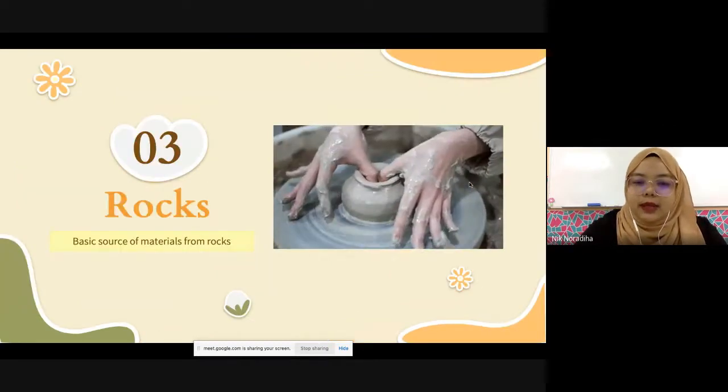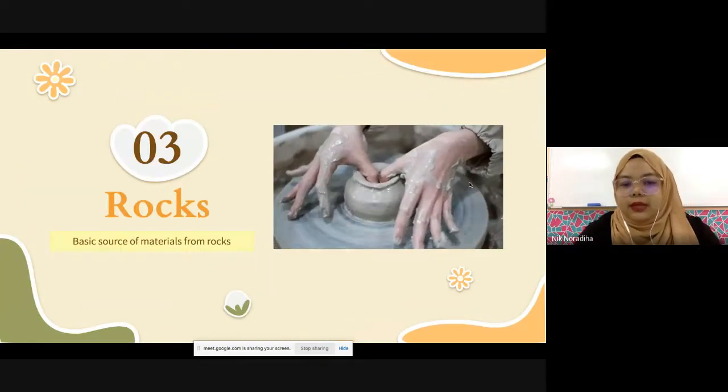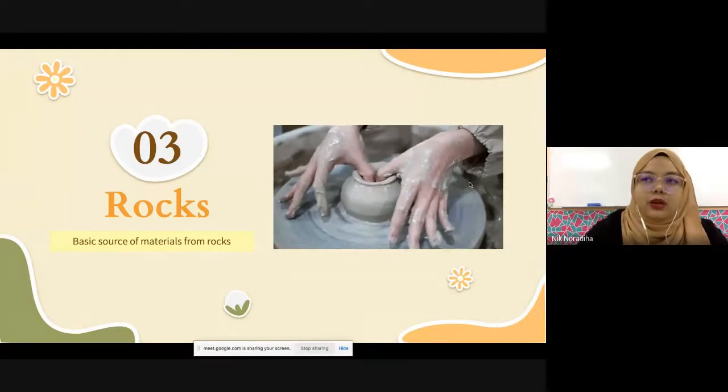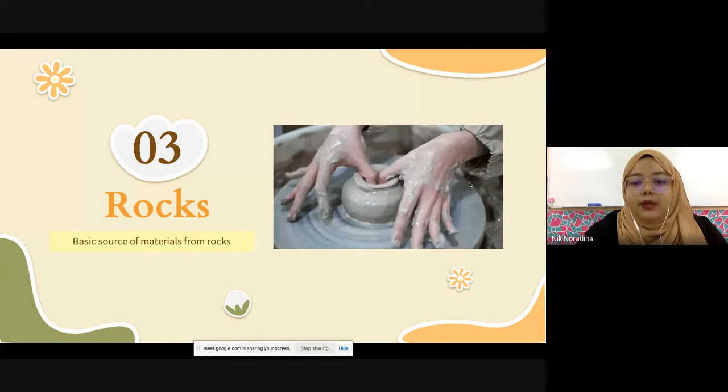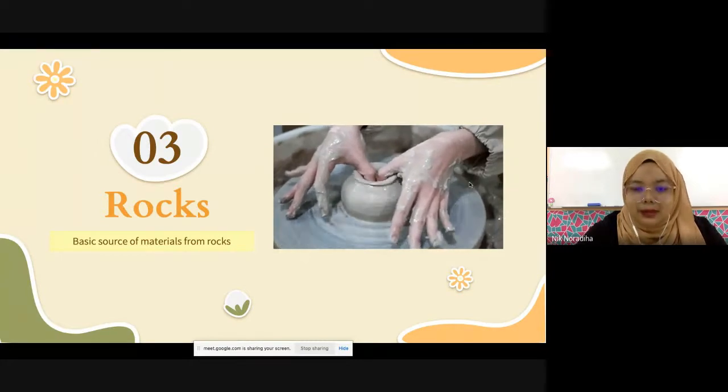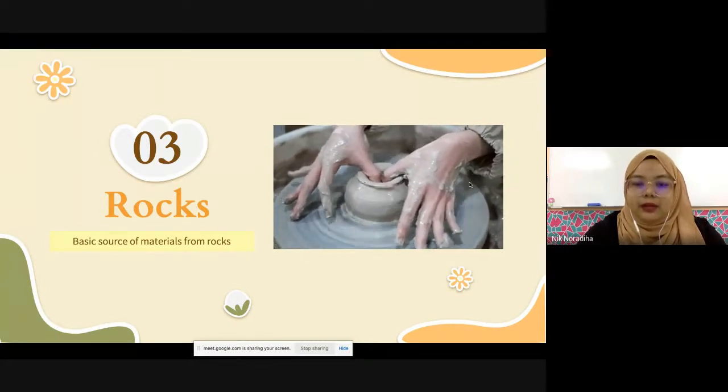Okay, next one, let's look at the rocks. So, rocks are divided into soil and also metal. Soil and also metal.